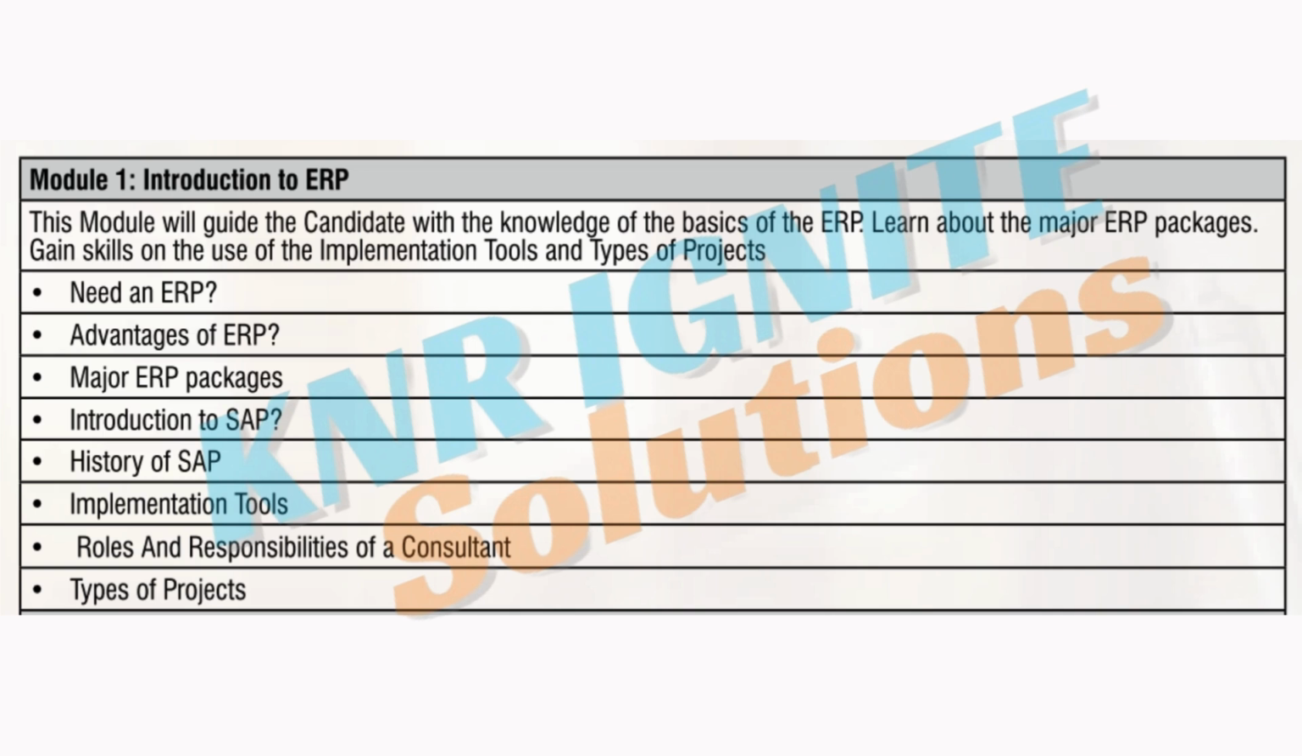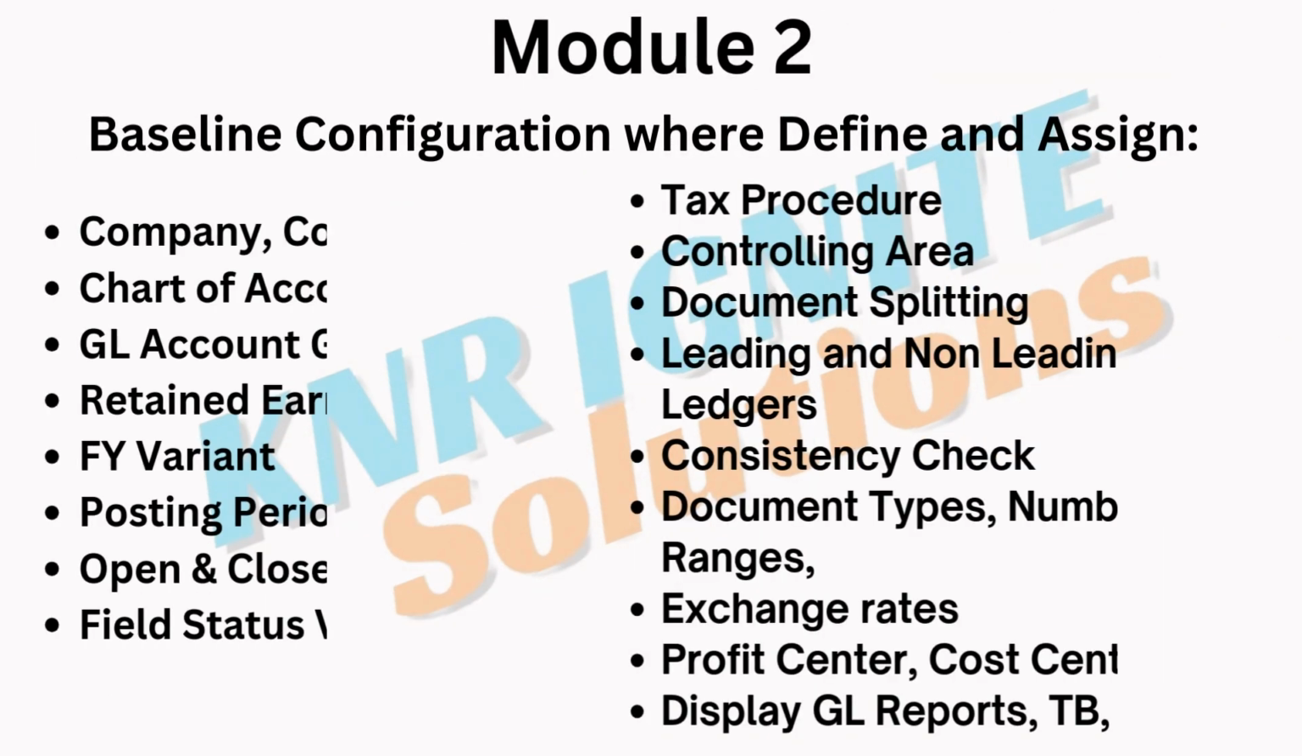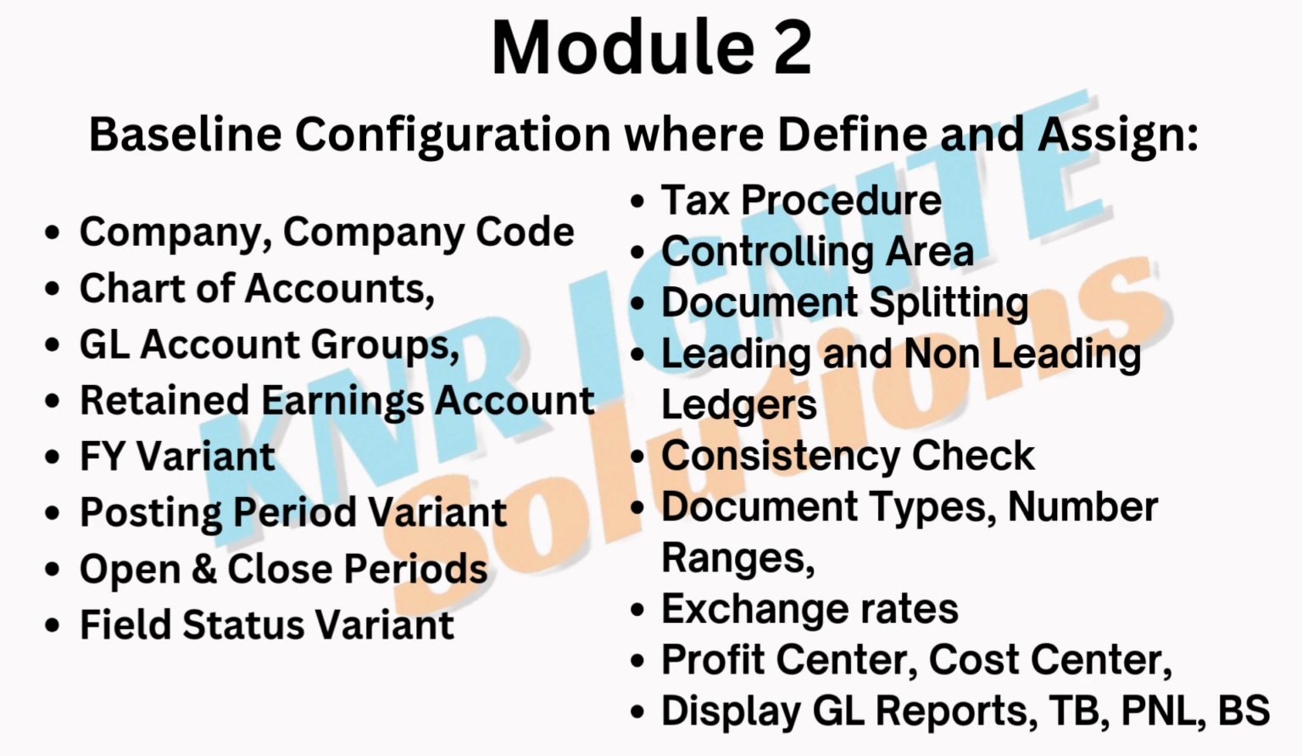This is the high level that we cover in module 1, and when it moves to the second module, we are going to cover and assign various company and company code, chart of accounts, GL account groups, retained earnings account, fiscal year variant, posting period variant, open and close periods, field status variant, tax procedures, controlling area, document splitting, leading and non-leading ledgers, and consistency check.